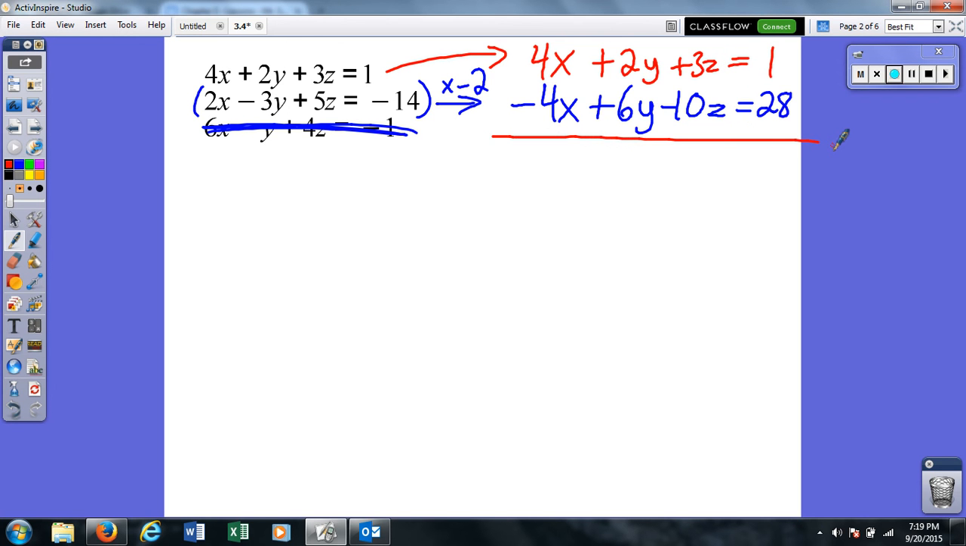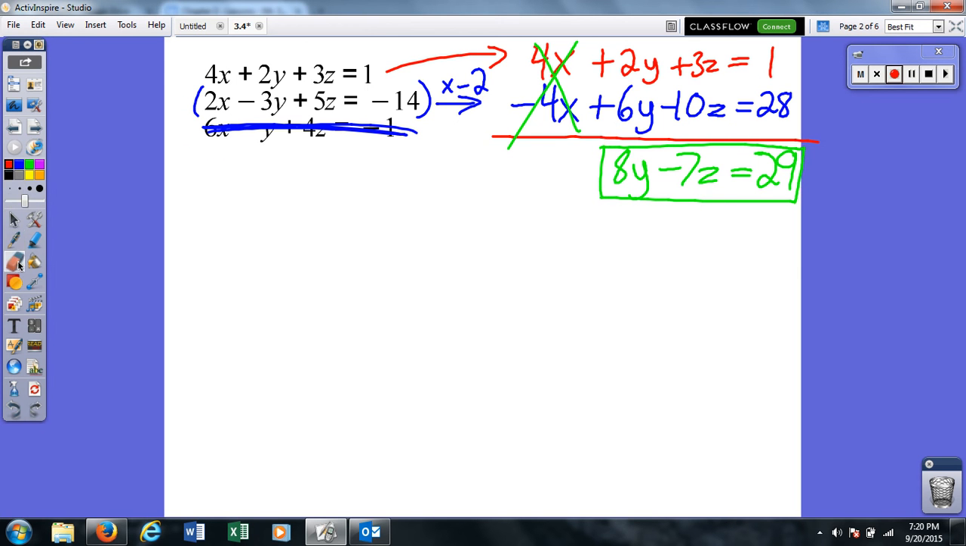All right, then we're going to add these two equations together. The 4x and the negative 4x just cancel each other out. We're left with nothing. We get 8y and then negative 7z. Add 28 and 1 together, we get 29. So now we have an equation that has y and z in it. We're going to set that aside. We'll come back to it.